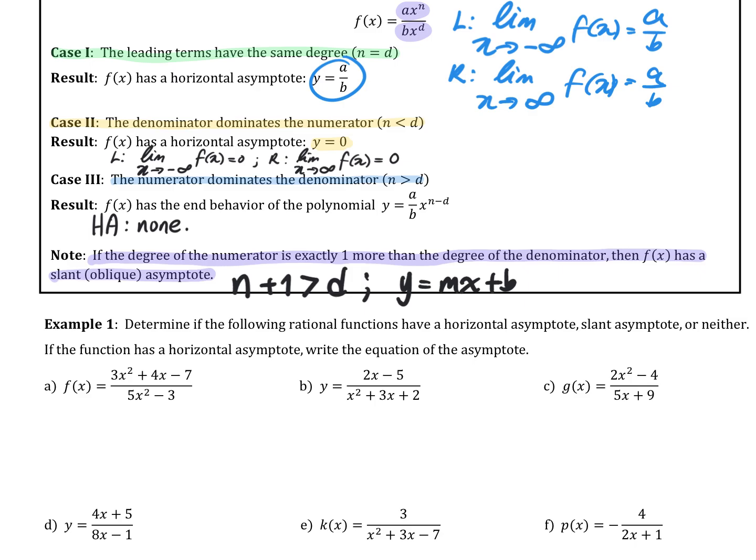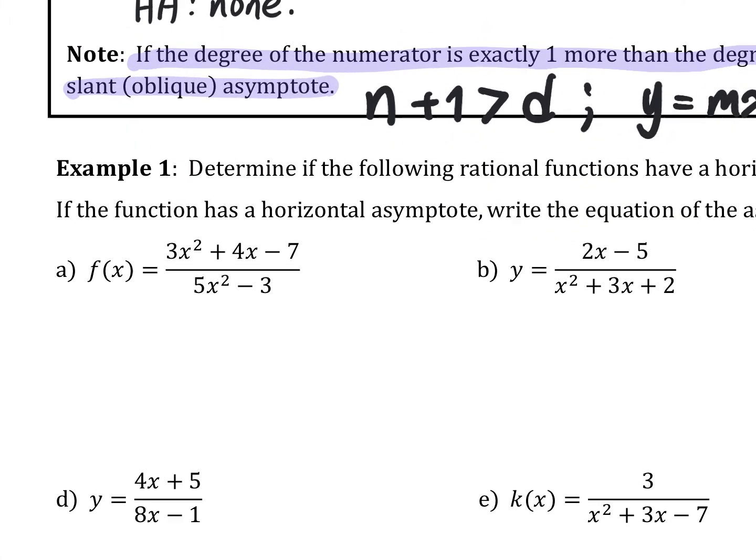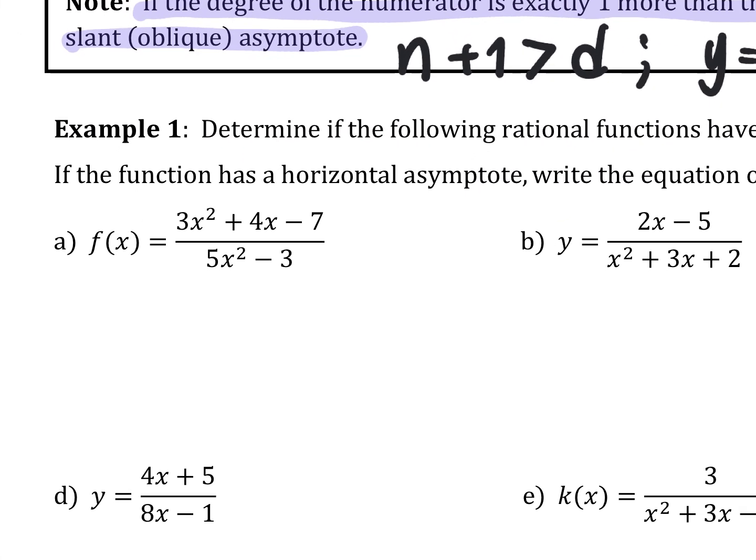Example 1. Determine if the following rational functions have a horizontal asymptote, slant asymptote, or neither. If the function has a horizontal asymptote, write the equation of the asymptote. Letter A, let's look at this one. What's the first thing we can notice here? The numerator's degree and the denominator's degree are the same. So they have the same degree.